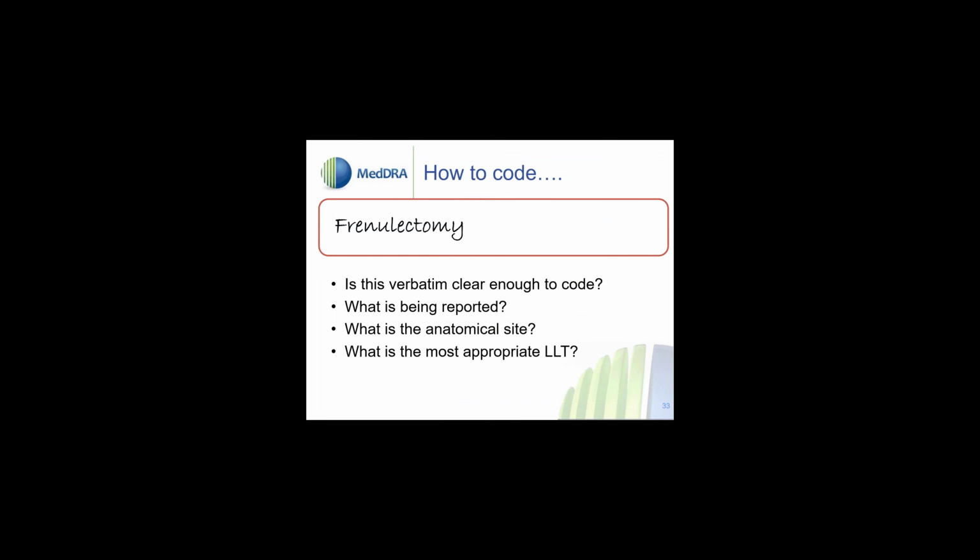Here it is reported that a frenulectomy took place. So what type of medical information is actually reported here? It is an excision. Yes, it is a surgical intervention. But is the surgical site clear? Which anatomical structure was excised here? Which LLT would be appropriate?